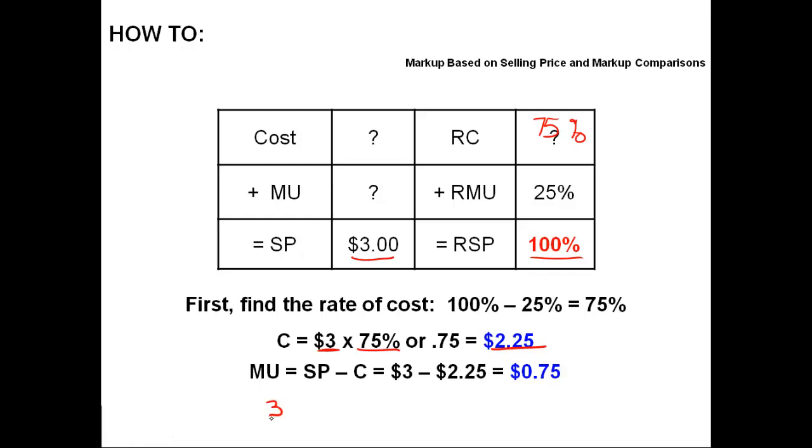Just as I was saying before, you could take the $3 times the 25%, and that's going to give you the markup amount directly, and then you could subtract the selling price minus the markup and get the cost. So you can do that problem either direction.